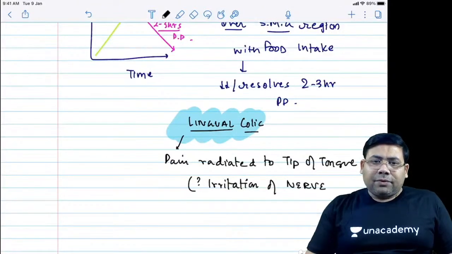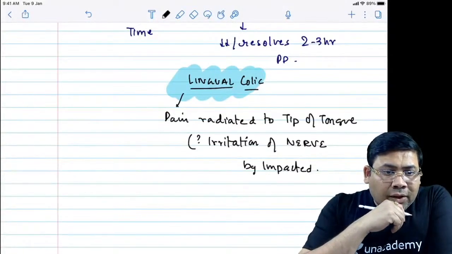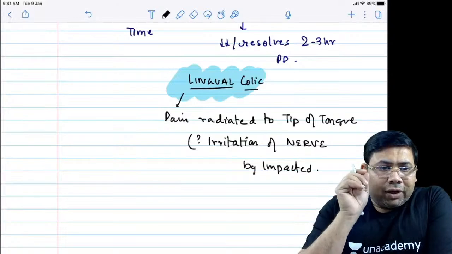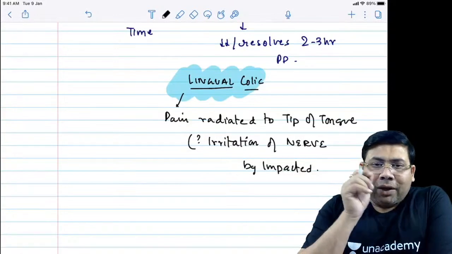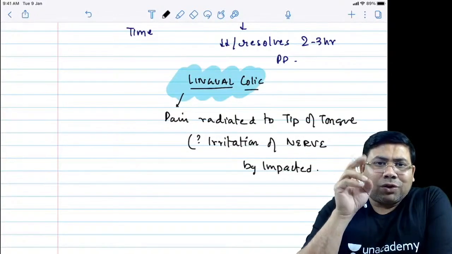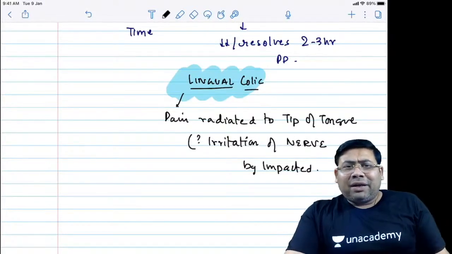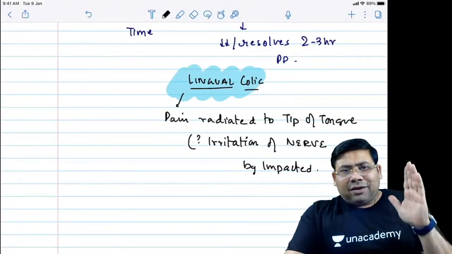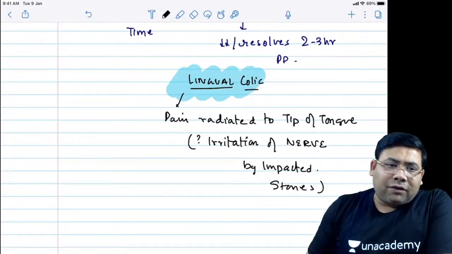Let us see what the management is. This is very simple. There is nothing known as pseudocolicky pain. There is no standard term like pseudocolicky. Colicky pain is the pain which shoots up and comes back to the baseline. A referred pain-like scenario might be taken as pseudocolicky pain, but actually the term is colicky, which increases and comes back to the baseline. So if the impacted stone irritates the nerve, that is what happens.